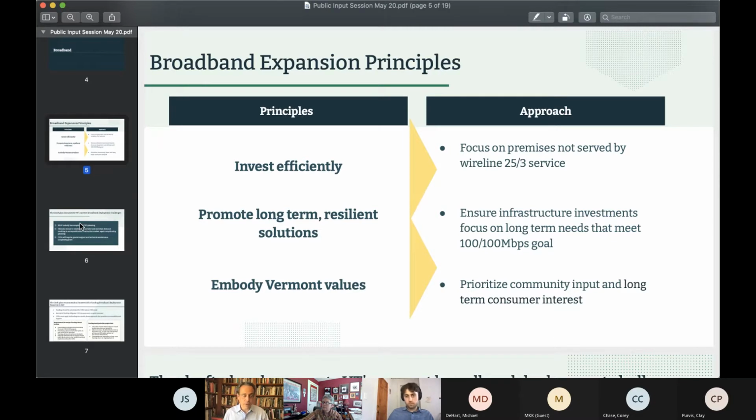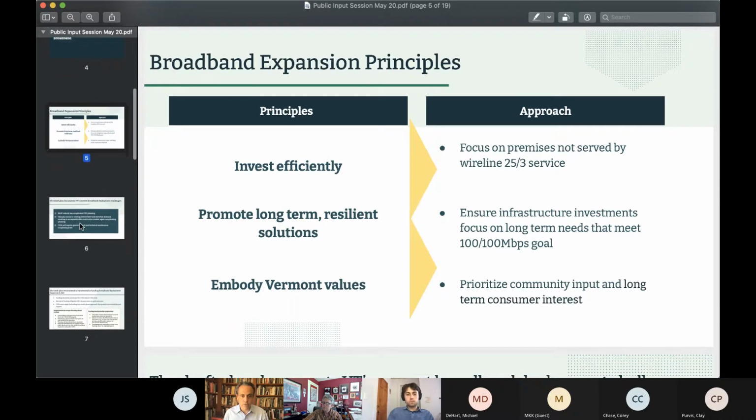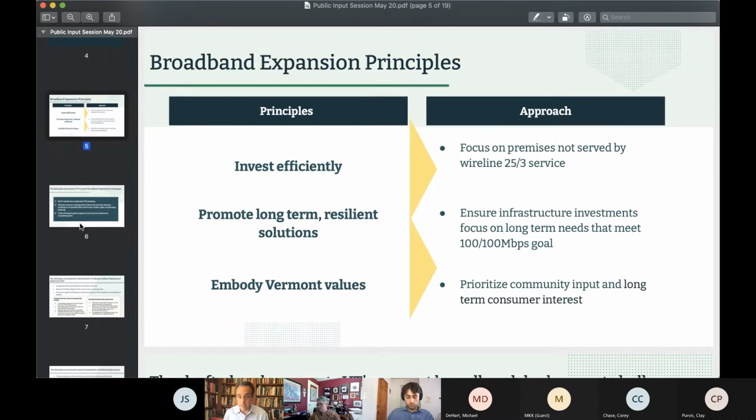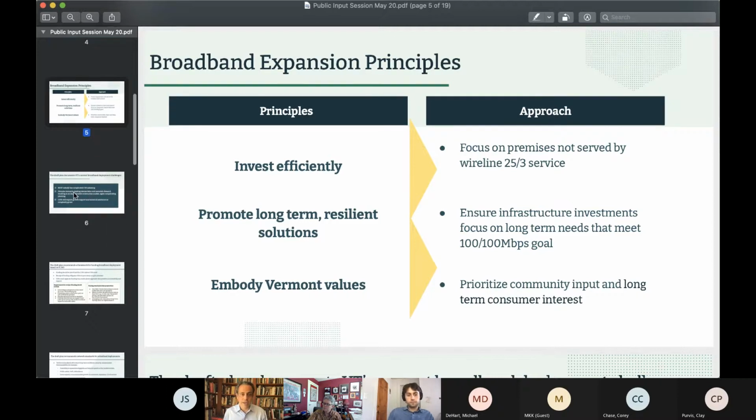But a couple of principles that we've focused on, which was to invest efficiently, which means to focus on those premises that are not served by wireline 25/3 service. The second is to promote long-term resilient solutions, which just about everyone agrees is a fiber to the home type of solution, but also to embody Vermont values and make sure that community input is front and center along with consumer interests.